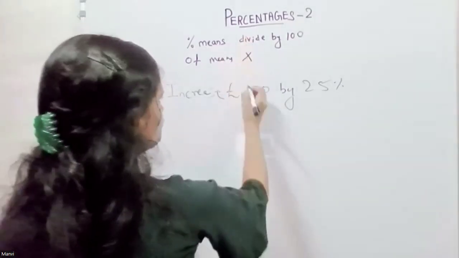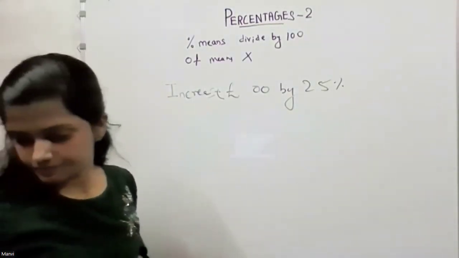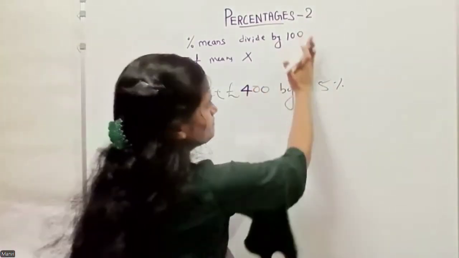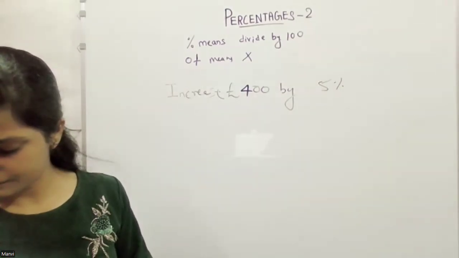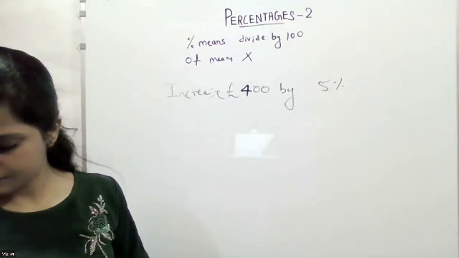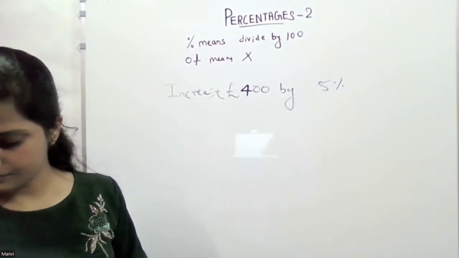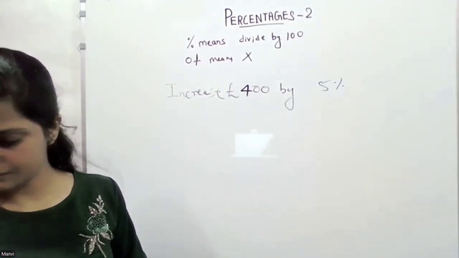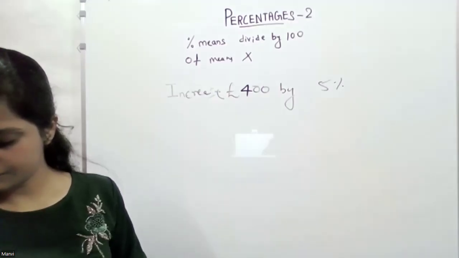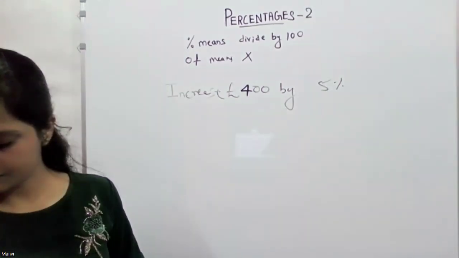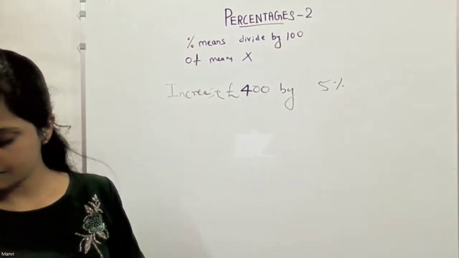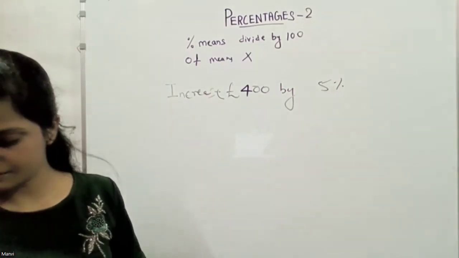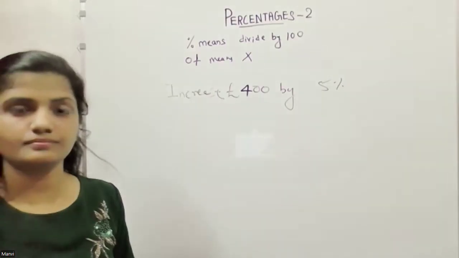Increase, this time increase 400 pounds by 5%. Okay. Is the answer 420? 800 to 420.